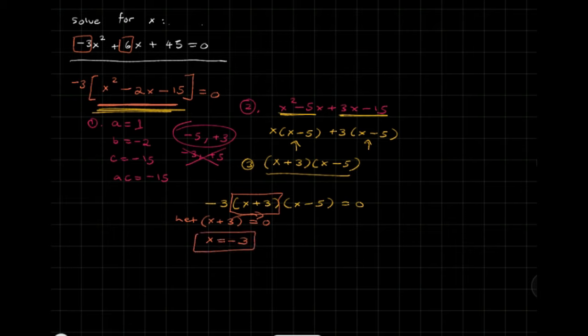So if I let x equal negative 3, this factor will become 0, and 0 times x minus 5 times negative 3 will give you 0. So the left side would equal the right side.